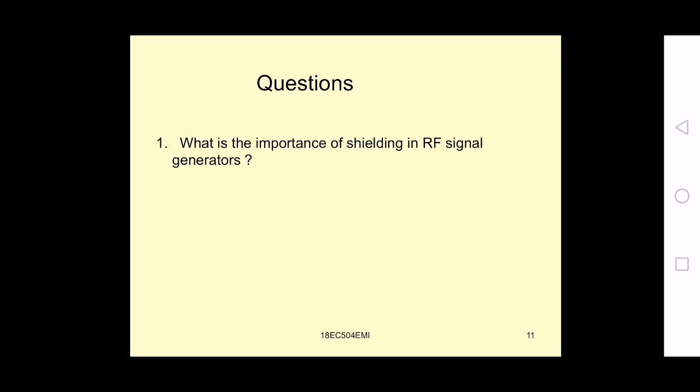The frequently asked questions are: what is the importance of shielding in an RF signal generator? And we can also ask one more question: what are the types of shielding and how do they prevent the RF signal radiated from the RF signal generator?